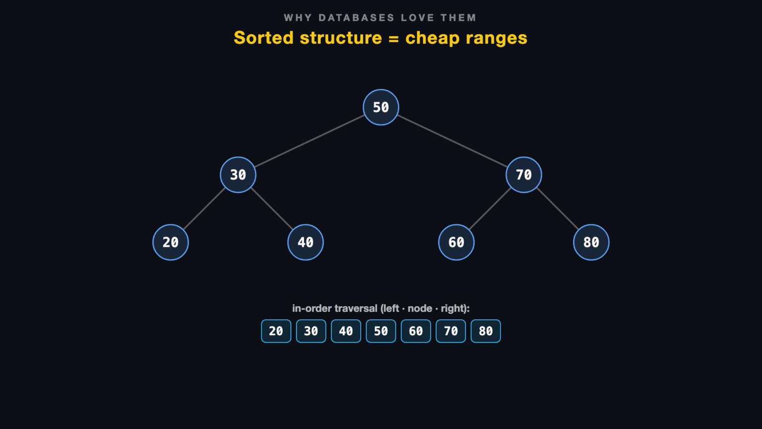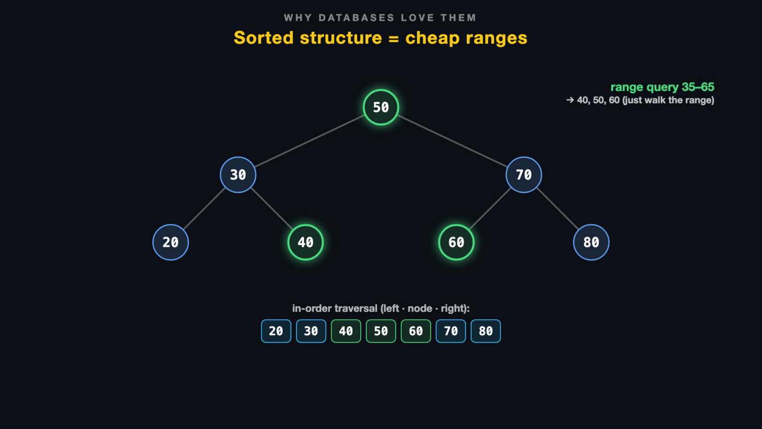A binary search tree keeps its keys in sorted order, structurally. So a range query is cheap. Walk to the low end, then stroll rightward through the tree until you pass the high end. All the values in between, in order, for free. And an in-order traversal, left, node, right, spits every key out perfectly sorted, without ever calling a sort function.